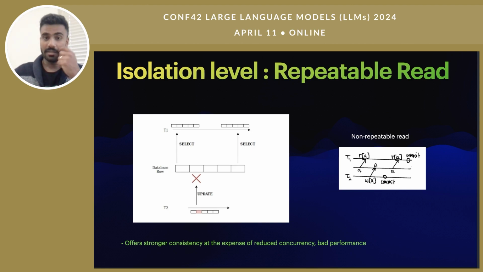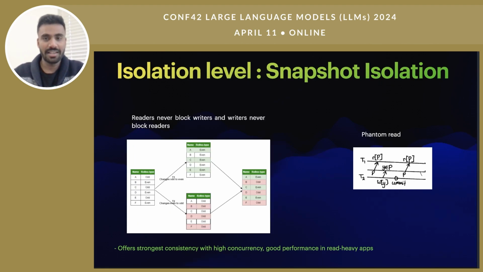This prevents non-repeatable reads, but it may still allow something called phantom reads. Now, what is a phantom read and who solves it? Let's talk about it. The next thing is snapshot isolation. This is another very strong isolation level. What it solves is something called phantom read, along with the dirty read and the non-repeatable read as well.